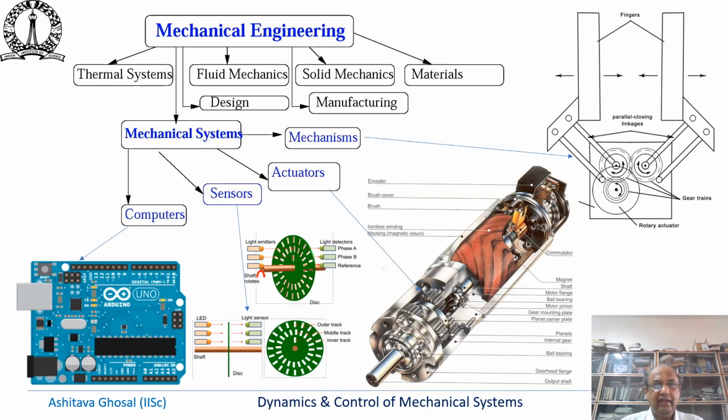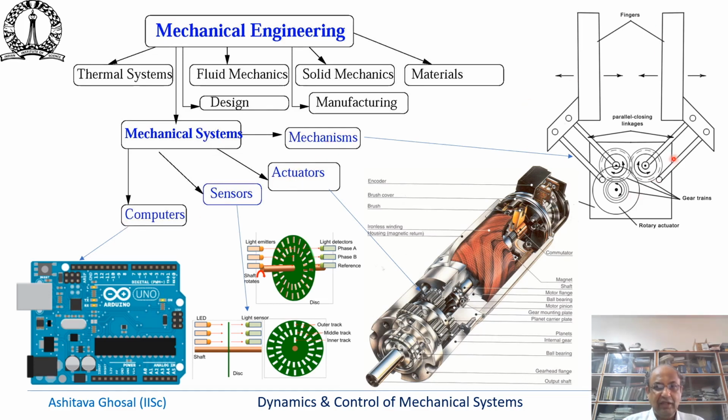Mechanical engineering contains many sub-disciplines. For example, you can have thermal systems, fluid mechanics, solid mechanics, materials, design, manufacturing. In this course, we will look at mechanical systems. Mechanical systems in their own right have areas on mechanisms, actuators, sensors, and computers.